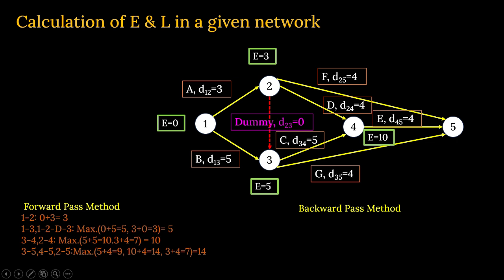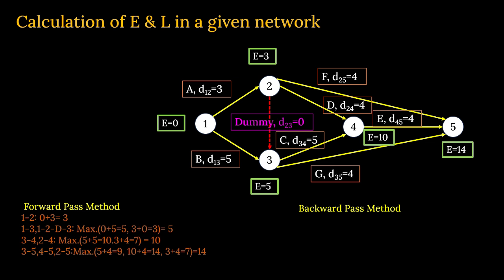So 9, 14 and 7, out of these which one is maximum? 14 is the earliest start time of this. So 9, 14 and 7, these three, out of that maximum is 14. So E will be 14 at node number 5. So by using the forward pass method, we have calculated the E, that means earliest start time, on every node. Clear?